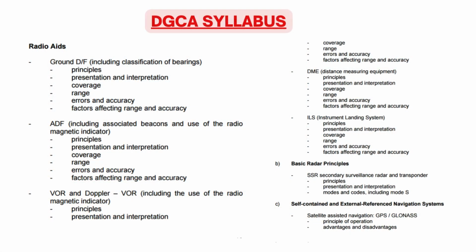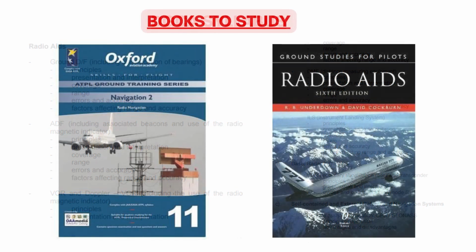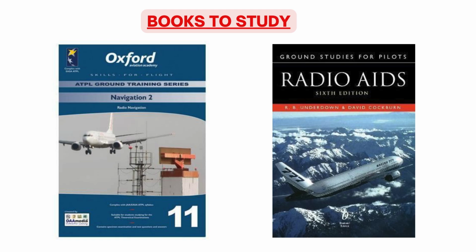Now let's discuss what books to study. The recommended books to study for radio aids has been published by Dgca on its website. I would personally recommend you to refer to two books. First is Oxford Navigation 2, which is for radio navigation, and Radio Aids written by R.B. Underdown and David Cockburn in the series of Ground Studies for Pilots. These two books will suffice for understanding as well as practicing question and answer. Subsequent videos in the series would cover each topic one by one in detail.